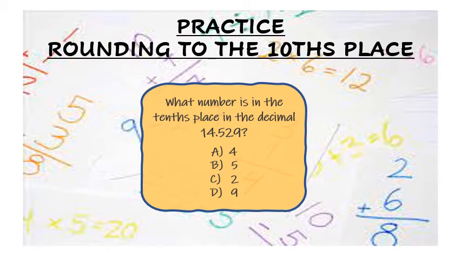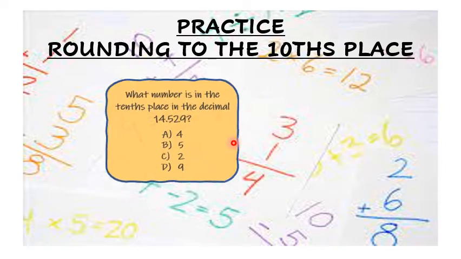What number in this decimal is the number that is in the tenths place? Is it the 1, the 4, the 5, the 2, or the 9? Well, they say, is it A 4, B 5, C 2, or D 9? The answer to that is B, 5. Tenths place is the one right here. You've got the tens place, ones place, there's your decimal point, and the tenths, hundredths, thousandths. So 5 would be the answer.